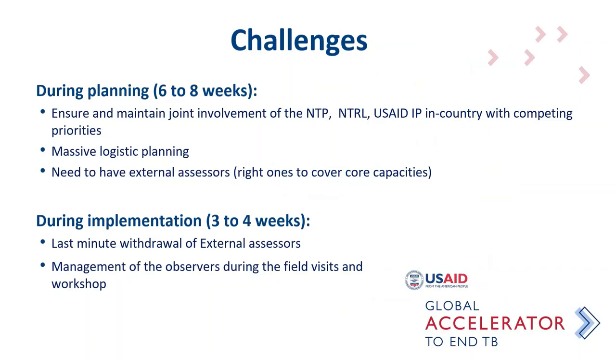So this slide is just to share some of the challenges that we met when doing the DNA, and also how we were able to address those challenges. During the planning phase, which usually takes 6 to 8 weeks, and also starts with the initial decision with the NCP and NTL to develop the scope for the DNA, one of the challenges is to ensure and maintain involvement of the NCP, NTL, and the key IPs that will help implement the DNA.